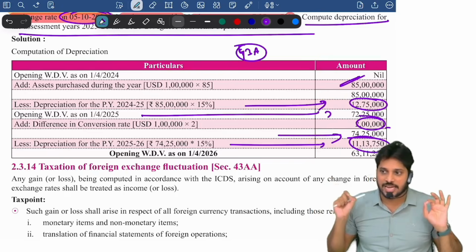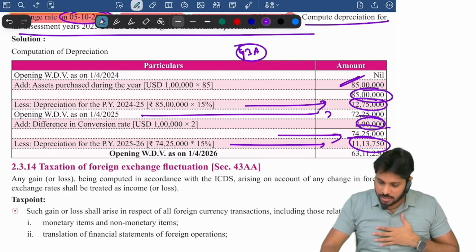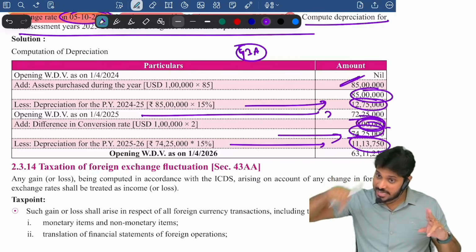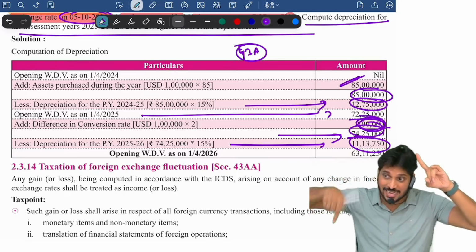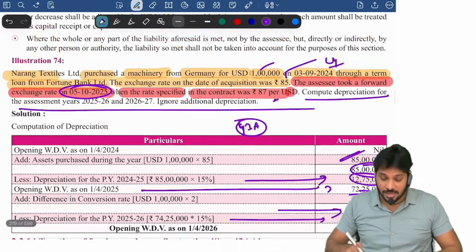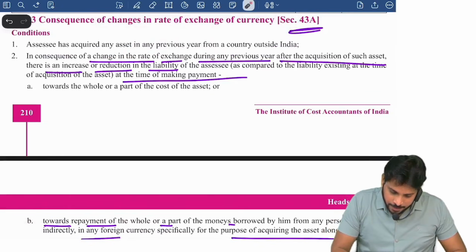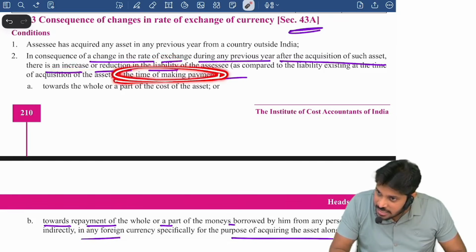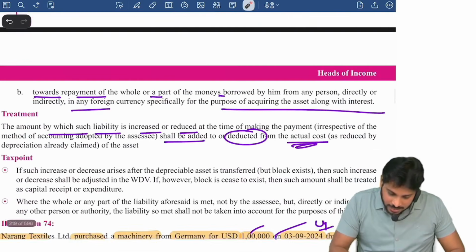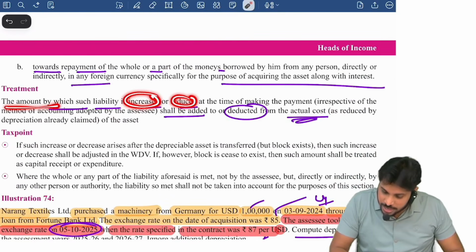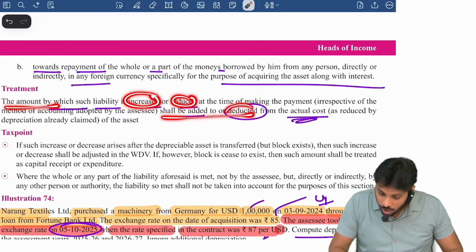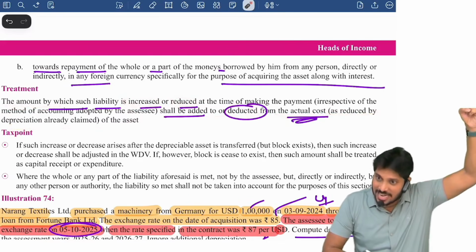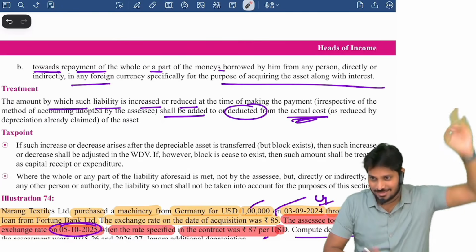What is my actual cost? 87. Now you see 85 recorded, 2 here recorded. Total 87 is added to the block. But 2 lakhs is recorded in the current year, but not in the last year when the asset was purchased, because in the current year only we are settling the liability. As per 43A, if there is any increase in liability or reduce in liability at the time of making payment, then that amount, the amount which is increased or reduced, shall be added to or deducted from actual cost as reduced by depreciation already claimed for the last year. That's it. You understood?